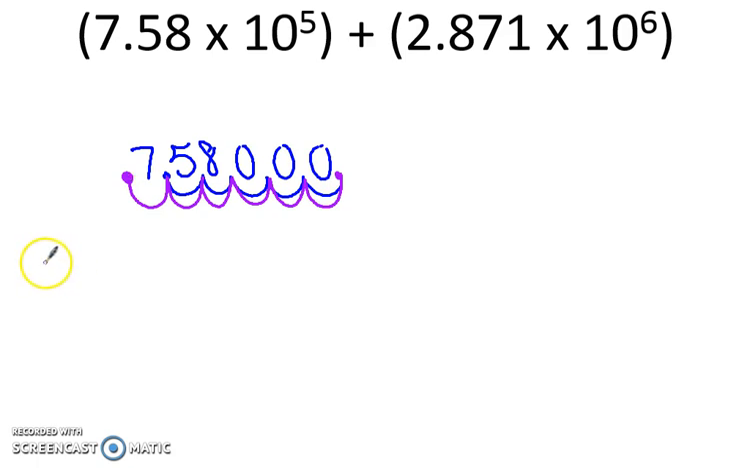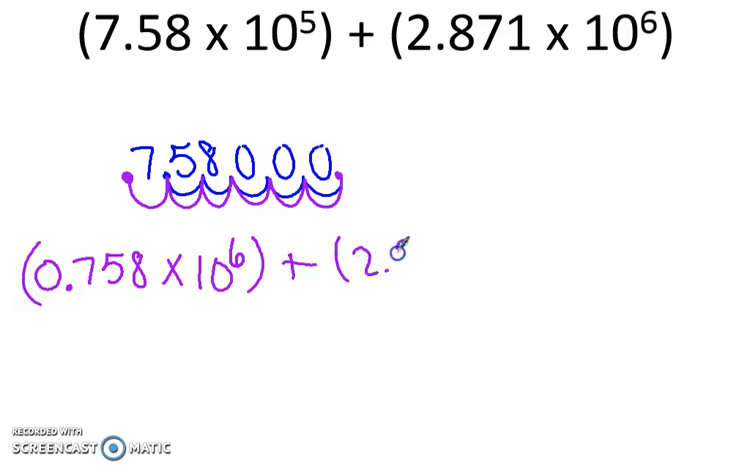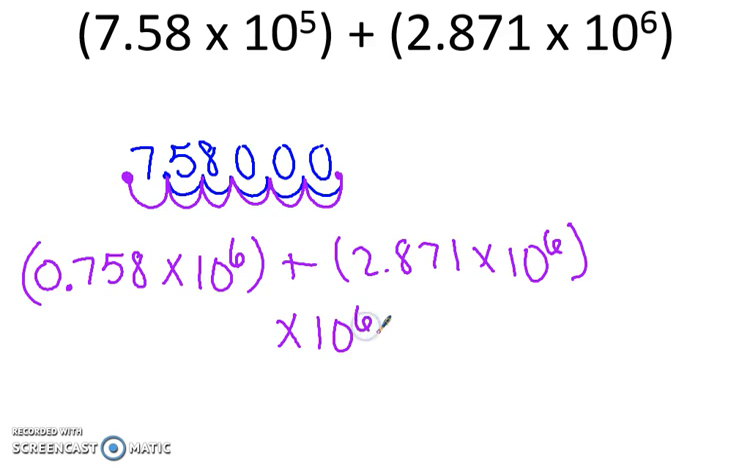So our new scientific notation is 0.758. I don't need these zeros, so I'm not going to write them. Times 10 to the 6th, because we moved 6 times to get it to that spot. Now, both of these have the same number. They both have a 10 to the 6. So we know our answer is going to have a 10 to the 6. The only thing we have left to do is add these numbers.